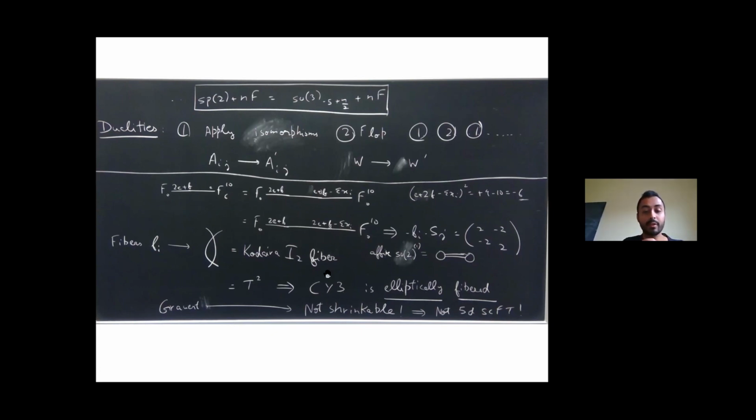Your Calabi-Yau threefold is an elliptic fibration, and now there is a well-known criterion due to Grauert for shrinkability, which guarantees that if you have a T2 fiber in your Calabi-Yau threefold, then it cannot be shrunk simultaneously to a point with the rest of the geometry. So it's not a shrinkable Calabi-Yau threefold, and so it should not be a 5D SCFT.